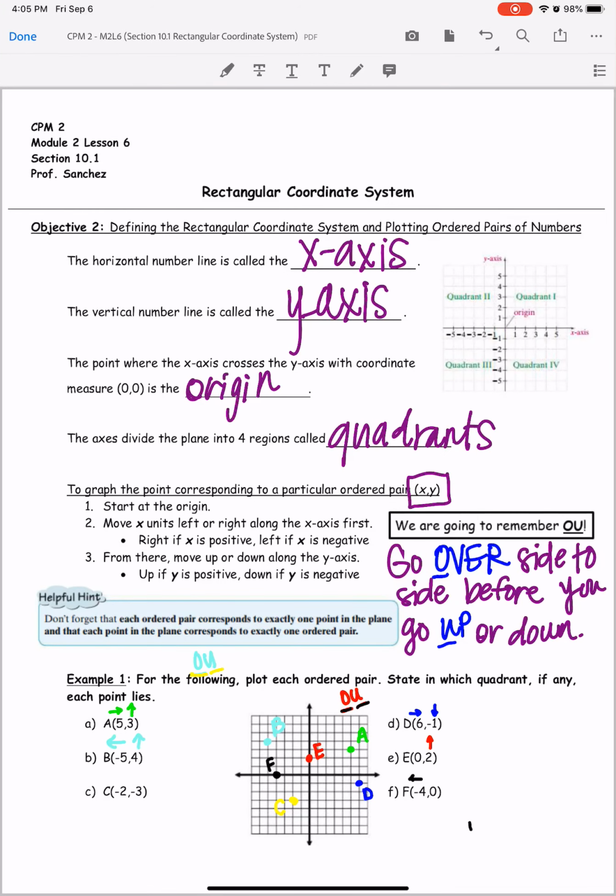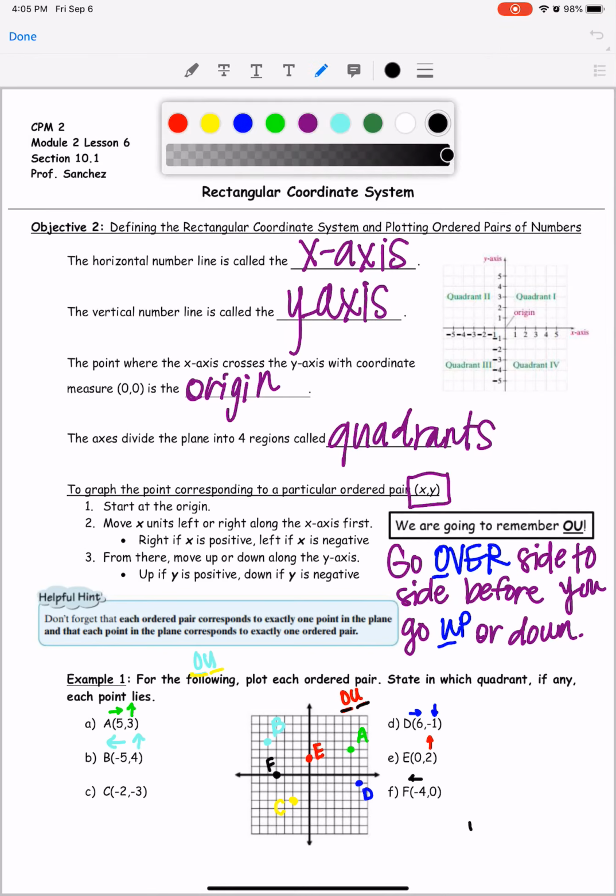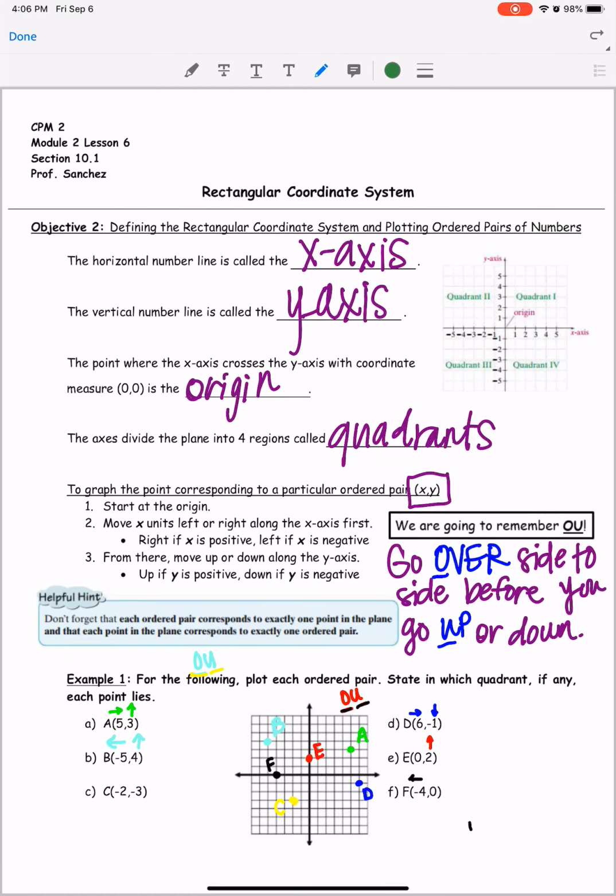Okay, so now for all of these, I kind of skipped the second part of this question. After you go and plot it, we are supposed to state what quadrant we are in. So use this little chart right here to kind of help you. But A is in quadrant 1. B right here is in quadrant 2. C is in quadrant 3. D is in quadrant 4.